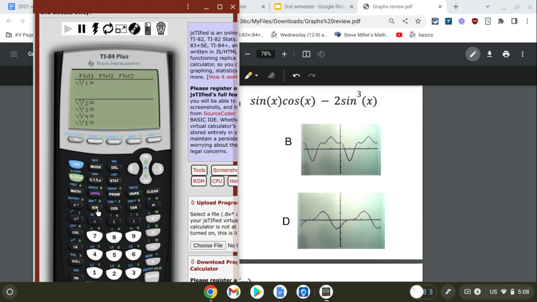All right, so I'm going to have sine x, cosine x, minus 2 sine x, and then I want to raise this to the third power here, so caret 3. All right. Now remember, the trick for this is you want to do zoom trig, not zoom standard, zoom trig.